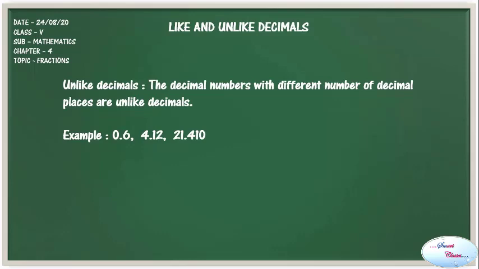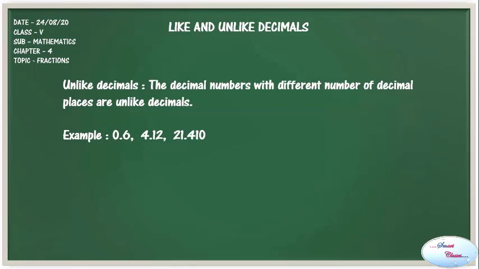In the first number, 0.6, the digit is placed after 1 place. In the second number, it is after 2 places. In the third number, it is after 3 places, which means that these are unlike decimals.